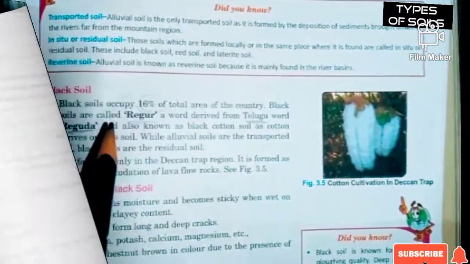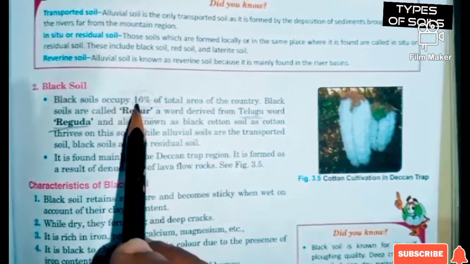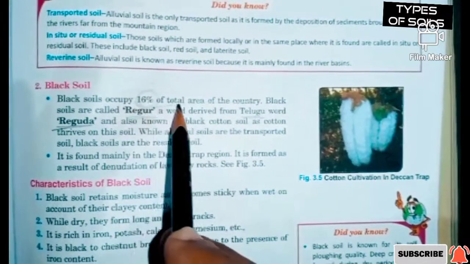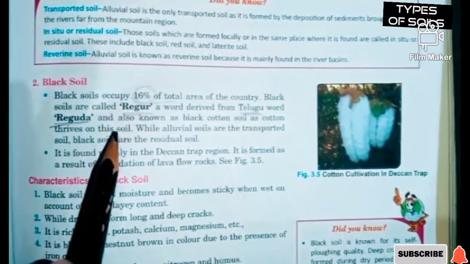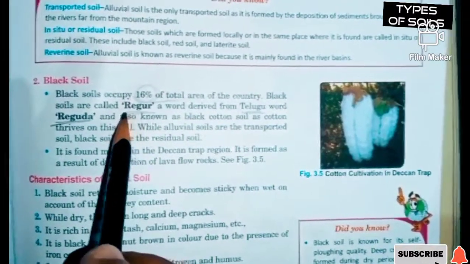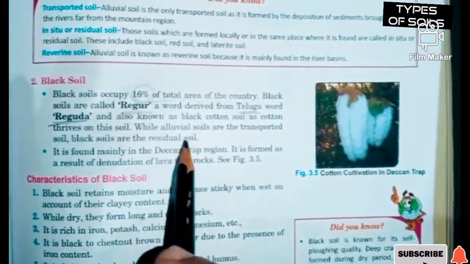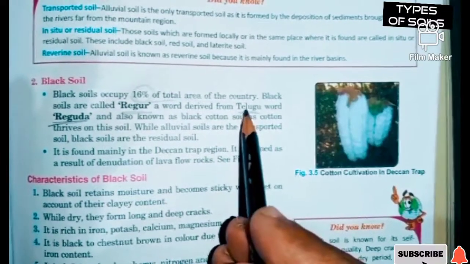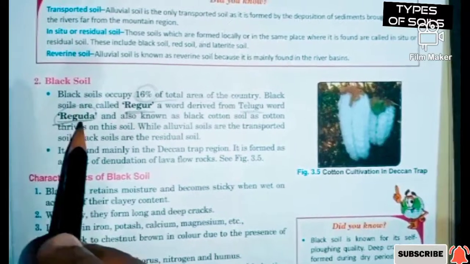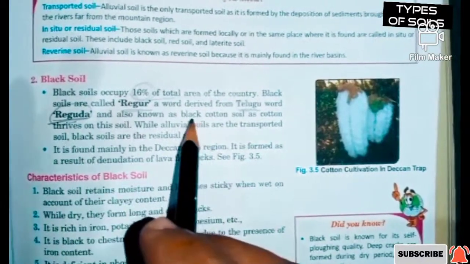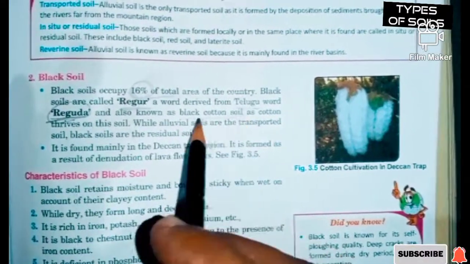Black soil occupies approximately 16% of the total land area of the country, and this black soil is also called Regur. Now this word Regur is derived from the Telugu word Reguda, and it is also known as black cotton soil.